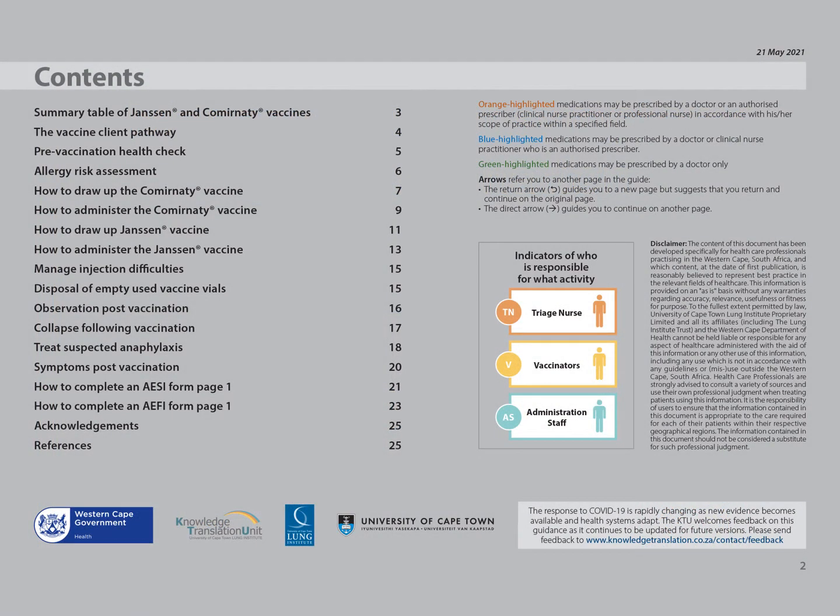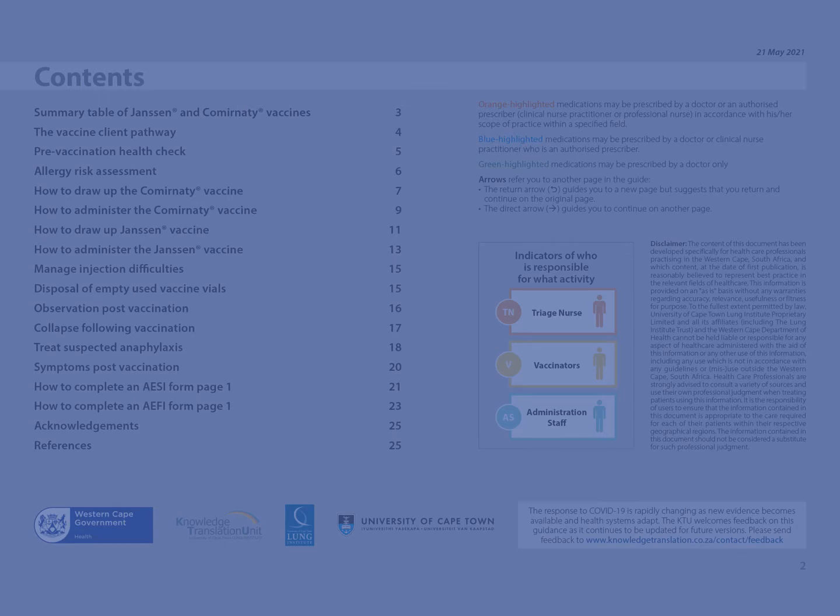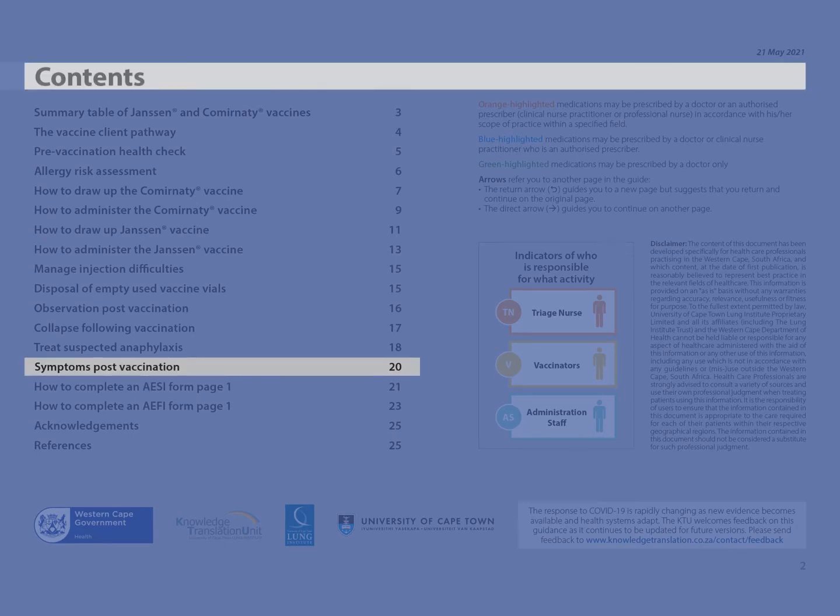So where in the job aid should you turn to manage a client who presents with symptoms following vaccination? The contents page shows that symptoms post-vaccination can be found on page 20 of the job aid. This page provides guidance on how to manage clients that return to a health facility with symptoms. It does not include the immediate reactions that present in the first 15 to 30 minutes during the observation period post-vaccination. A separate training presentation exists for this. So let's turn to page 20 and take a closer look.